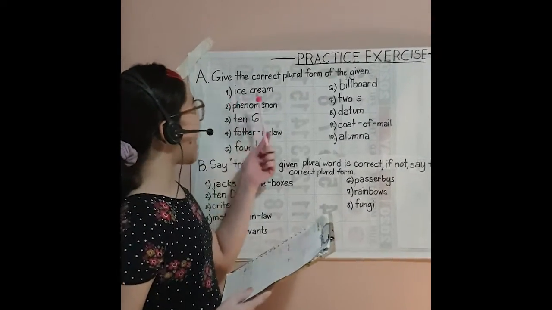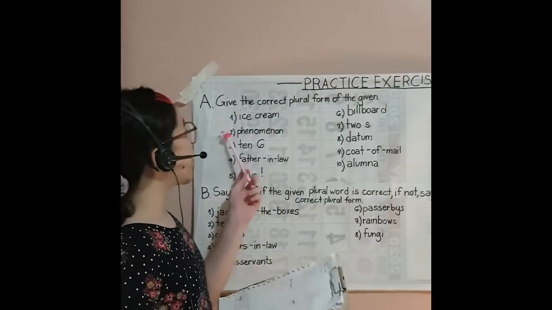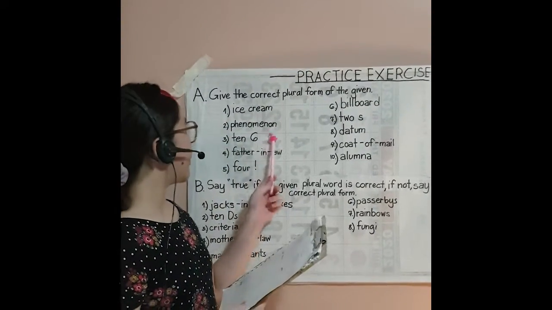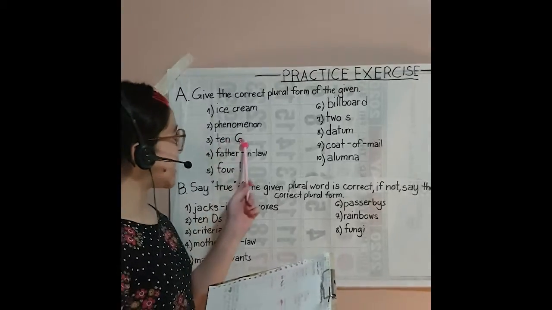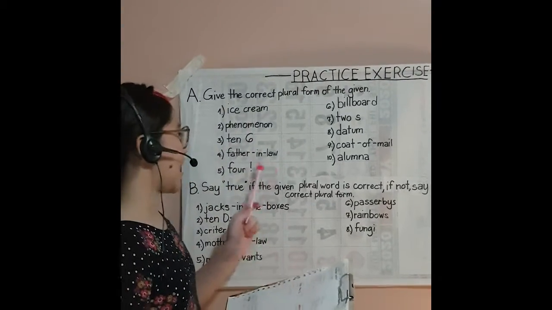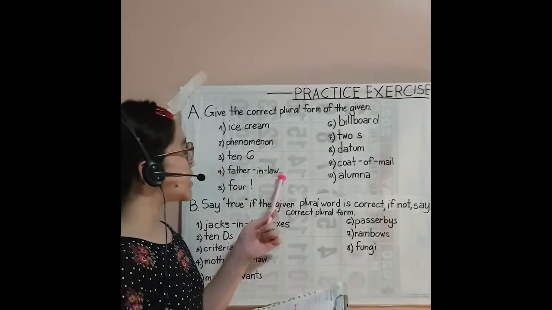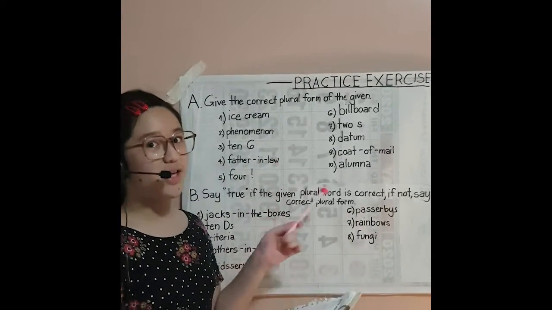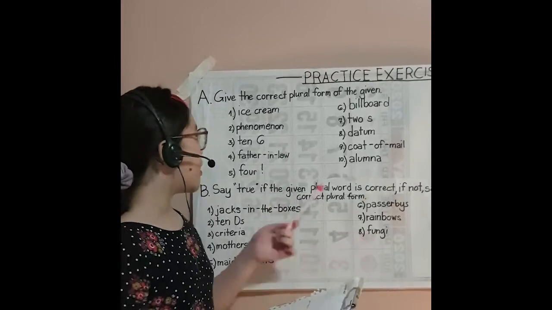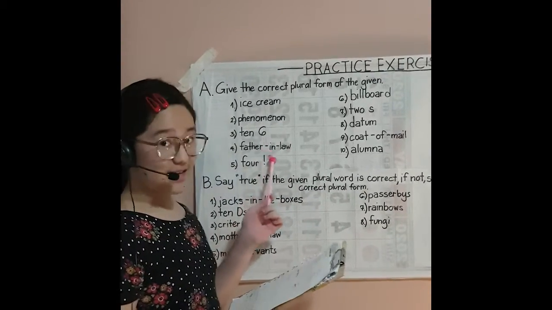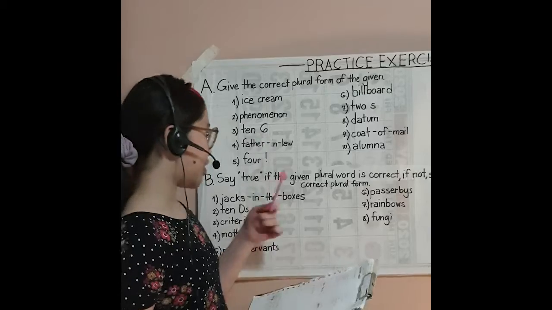For number 1, the answer is ice creams. For number 2, phenomena. For number 3, 10, 6. There's no apostrophe, just s. For number 4, fathers-in-law. Why? Because if you add s to the last word, it will be like it's possessive. But you need to add s at the base word. That's what I'm trying to say.